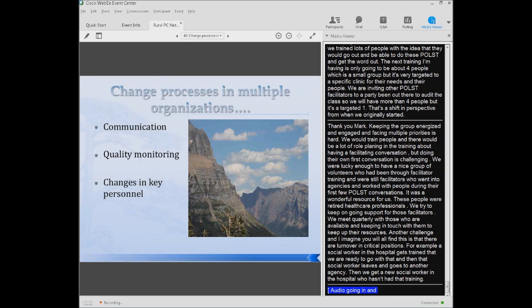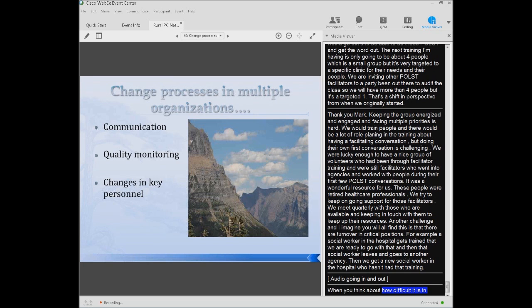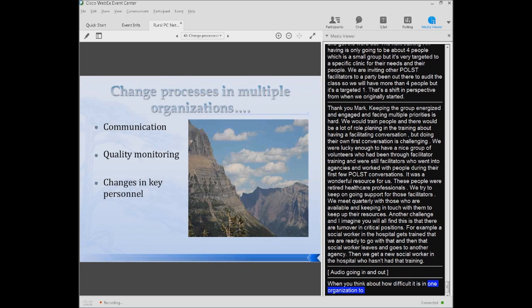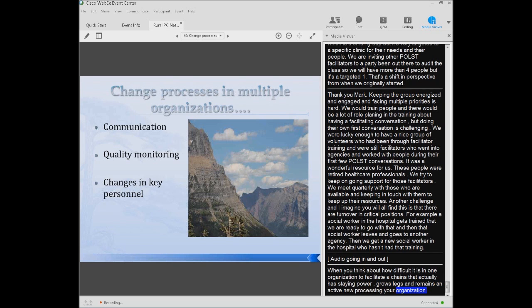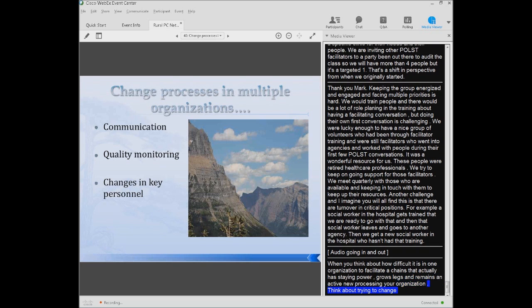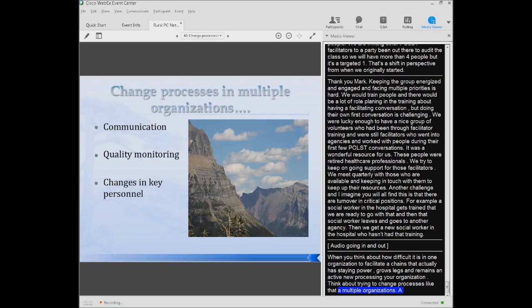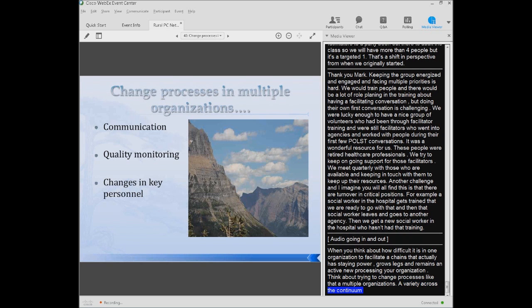When you think about how difficult it is, even just in your own organization, to facilitate a change that actually has staying power, grows legs, and remains an active new process in your organization, think about trying to change processes like that in multiple organizations. So again, the variety across the continuum: clinic, long-term care, assisted living, hospital emergency room, inpatient departments, et cetera. So that is a big challenge in terms of change process.